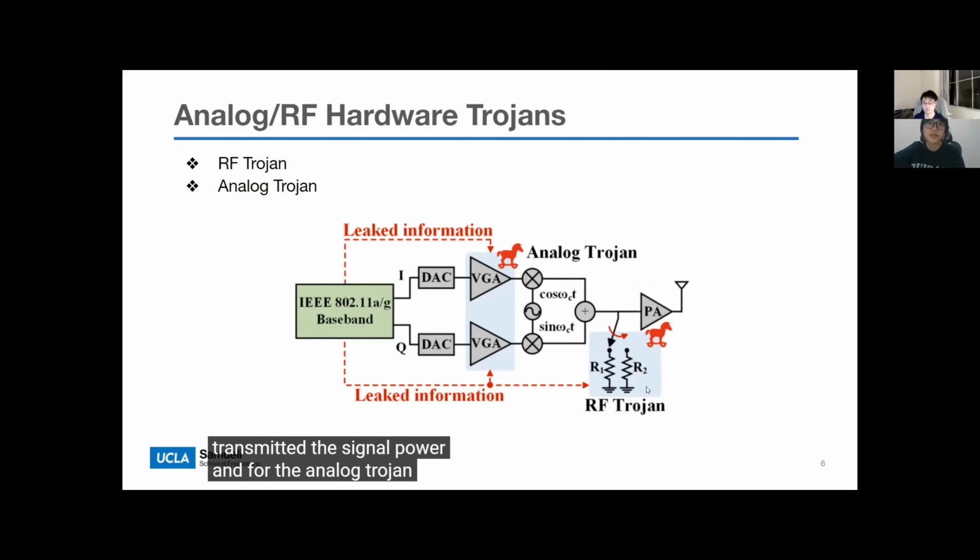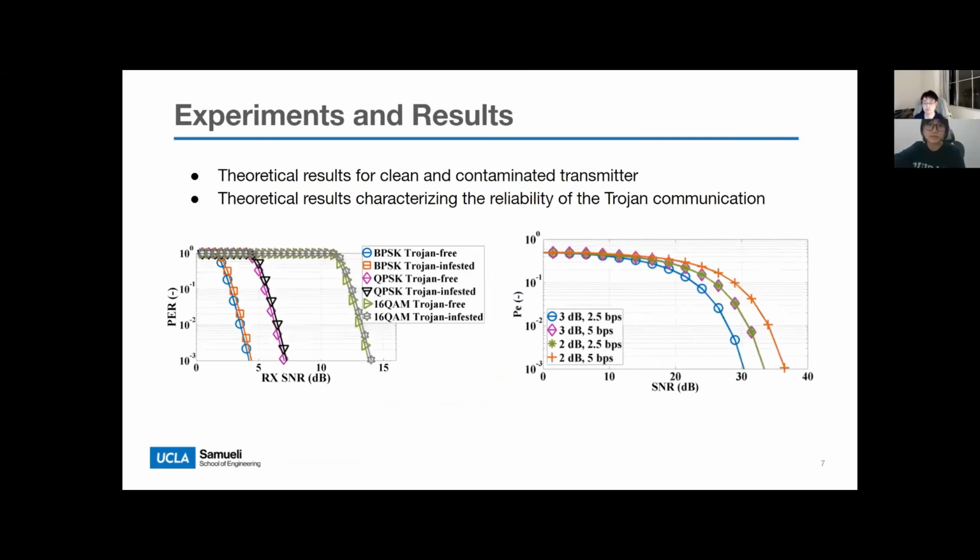And for the analog Trojan, information leaked from the baseband can be used to systematically modify the transmission power by exploiting the gain stages, because in the design of wireless devices, multiple gain stages in the transmission chain are needed to ensure the system linearity and the designed performance. As shown here, the VGA stands for the variable gain amplifier. The malicious entity systematically changes the VGAs to create variations in the transmission power in accordance with the leaked bits.